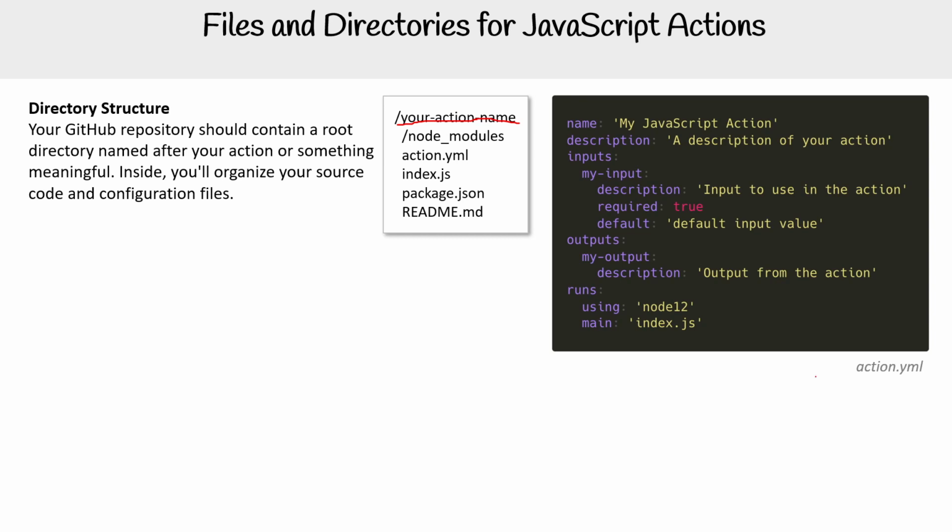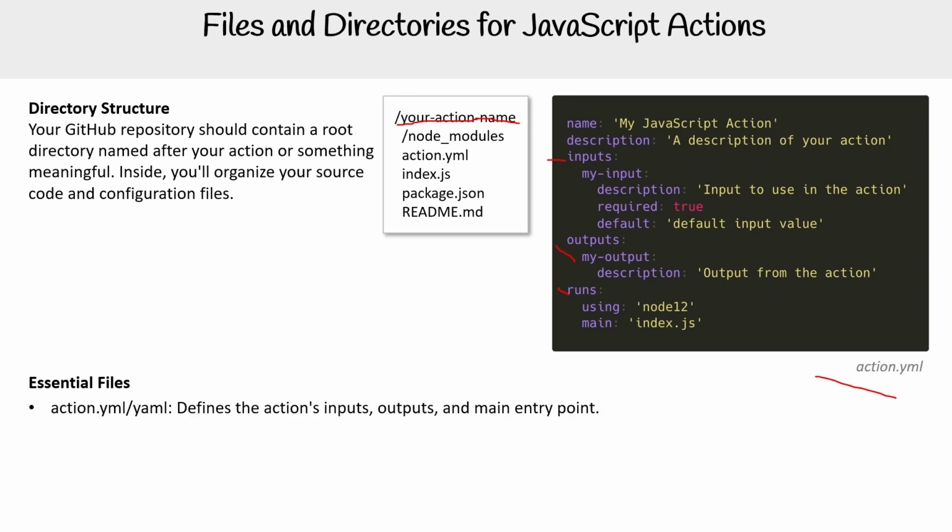Here on the right-hand side is our action.yaml. Notice it has our inputs and our outputs that are run. We already talked about those previously, so you should have an idea what those are. Let's talk about essential files. So you have to have an action YAML file with the inputs, outputs, and main entry defined. The main entry here would be here, the main, okay?